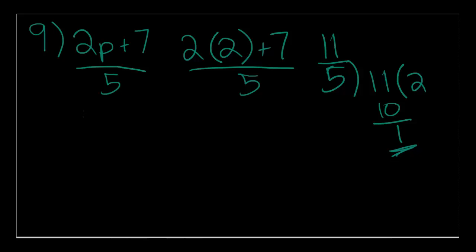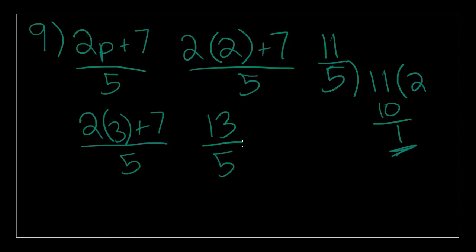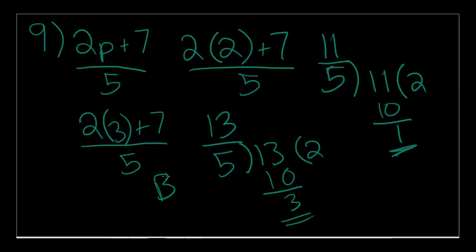Let's try B with 3. 2 times 3 plus 7 divided by 5. This will be equal to 2 times 3 is 6, plus 7 is 13, divided by 5, which has a remainder of 3. And that is, therefore, the correct answer.